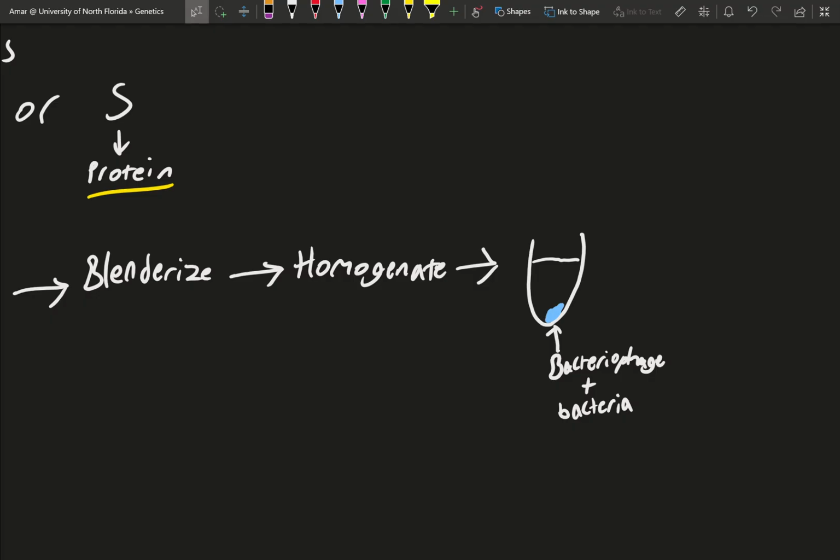So basically their goal was to figure out, after this infection process, what are they shooting into the cells that is causing these bacteria to produce a lot of viruses, okay? Because that's what viruses do. Viruses infect a cell, they add their genetic information, and then after that genetic information, those bacterial cells end up making more bacteriophages. So they're trying to figure out what is located in that pellet compared to the supernatant.